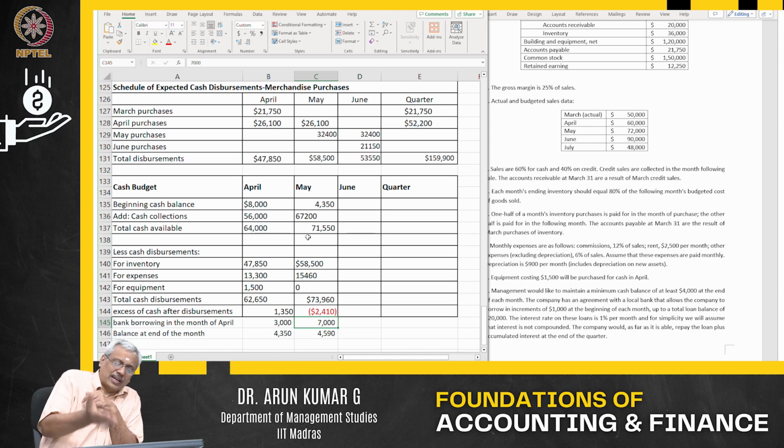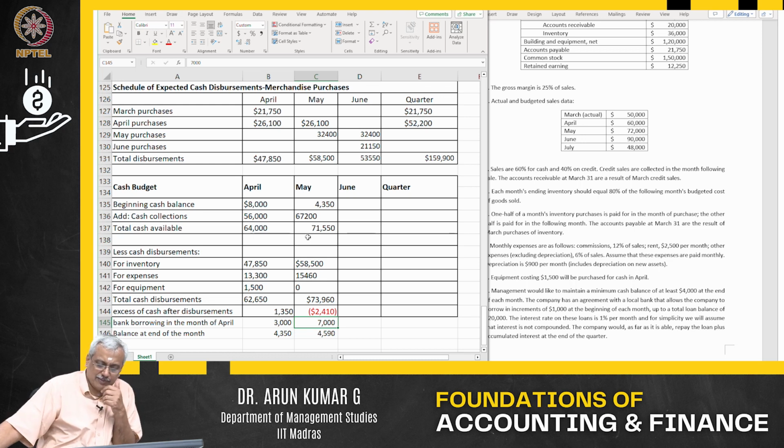Sir, how will I know? That is where budget helps. You have a budget. So, based on the budget, you go ahead and borrow in the beginning of the month. Now, I have budgeted. Now, I am expecting loss. So, because I am expecting negative cash balance, I would have borrowed on the 1st of May itself.